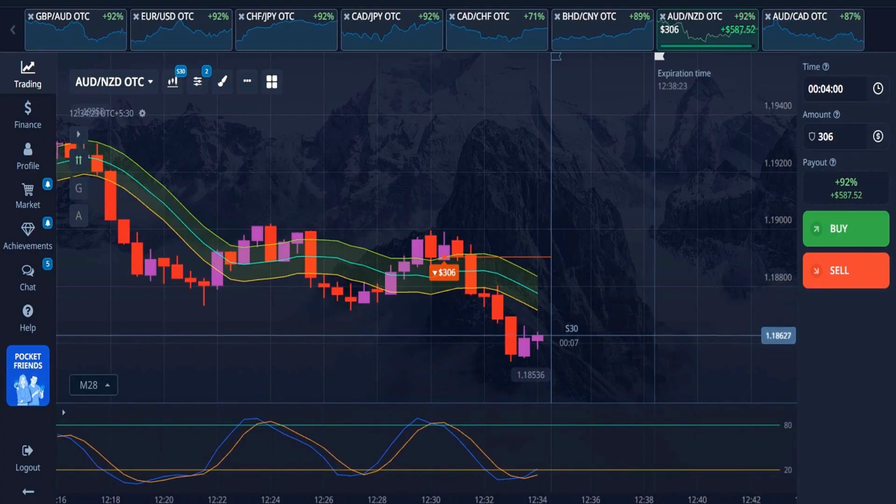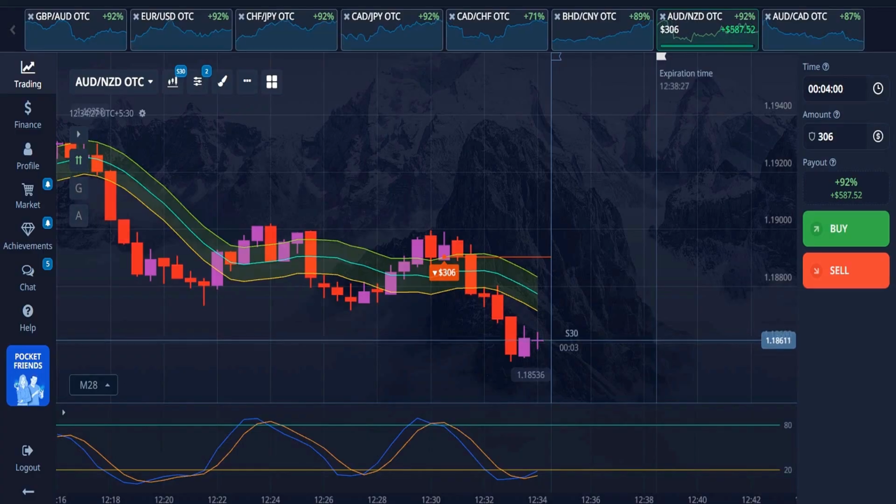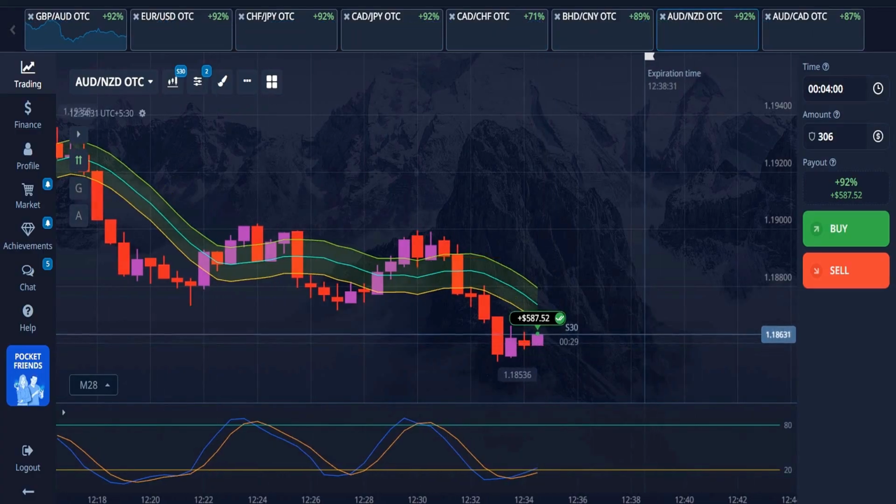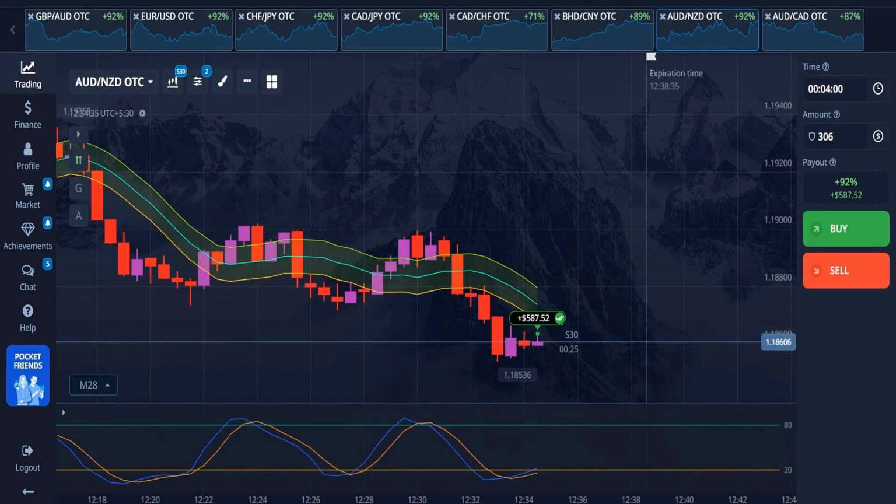We still have some time left in this trade, so stay with me. Let's see the final result together. And yes, we've won this trade. As you can see on the screen, this trade closed in profit.